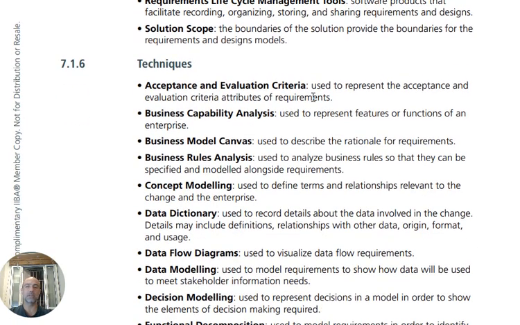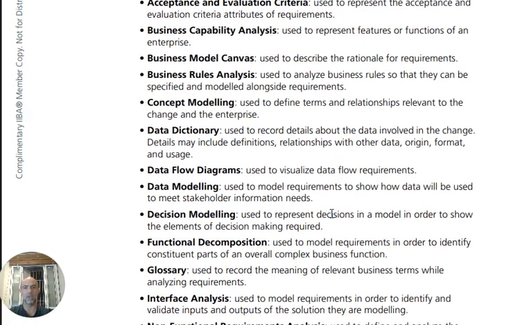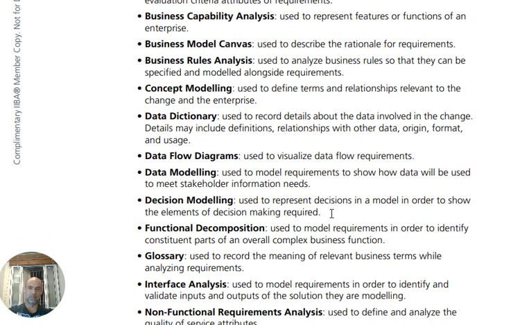Acceptance and evaluation criteria, business capability analysis, to represent features and functions. Acceptance and evaluation criteria, to represent attributes of the requirement. Business model canvas, we talked about this once, but we'll dive deeper into it in chapter 10. Used to describe the rationale of requirements. Business rules analysis, used to analyze business rules so they can be specified and modeled alongside requirements. Concept modeling, to define relationships relevant to the change. Data dictionary, used to record details.